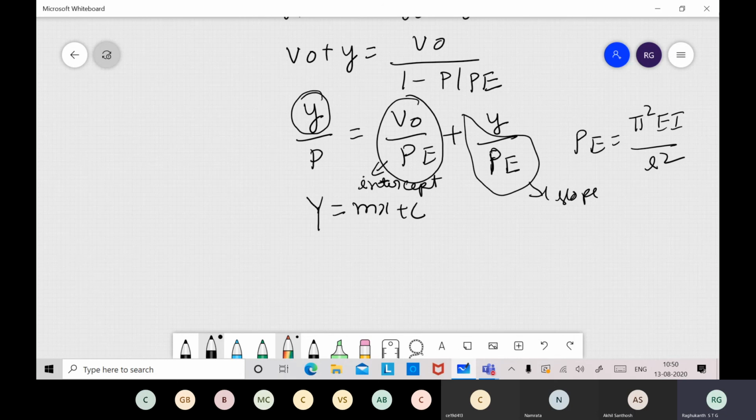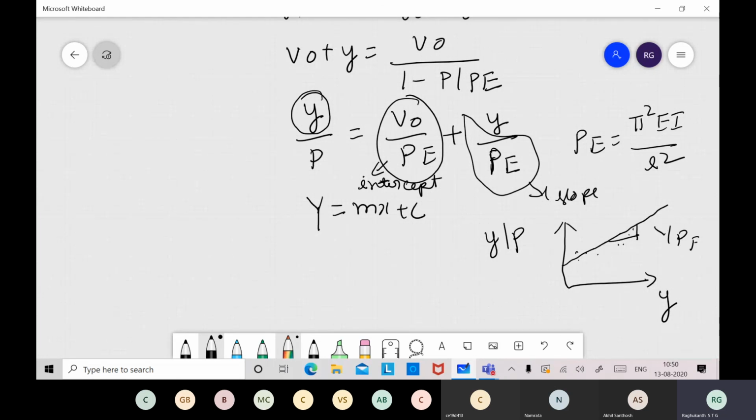So generally in labs, you would have done this in double angle, single angle cross sections. You would have plotted the graph like this. So you plot y here, and here you plot y by P. The data points will be something like this in the lab. When you fit a straight line here, the slope of this line will give you 1 by the buckling load. Whereas this intercept will give you the crookedness. You followed. So this is how we do the Southwell plot itself.